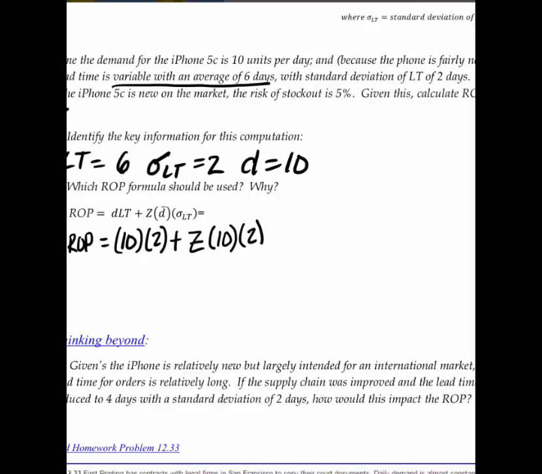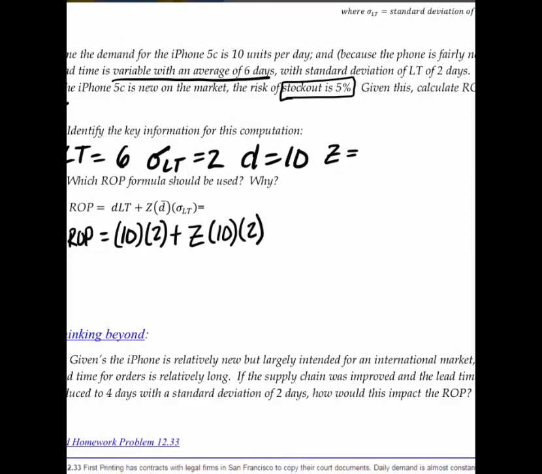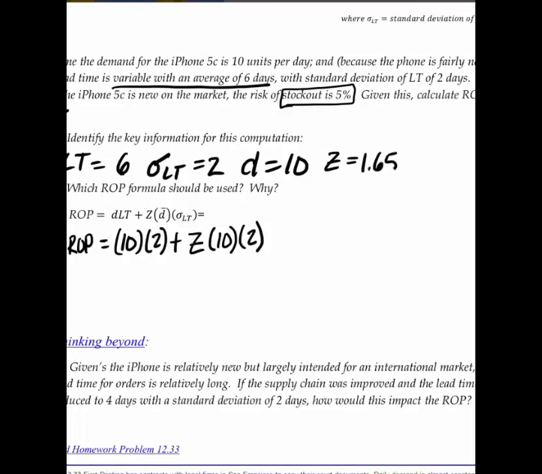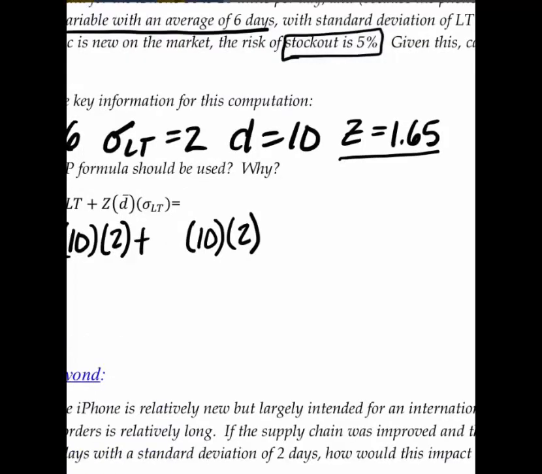Now we've got to think about our Z value. So let's go back up here and note that our Z is related to this 5% stock out. That means we want to serve 95% of the people in our service. So we're after that 95% service level, and therefore our Z value should be 1.65. So I put it here, and then I'm going to go ahead and take out this Z and replace it with 1.65. I didn't leave quite enough room there.